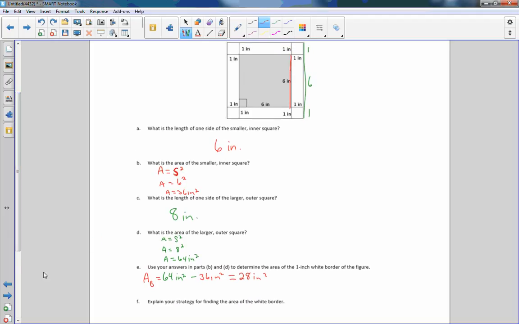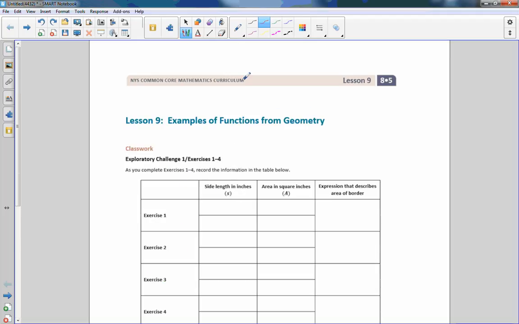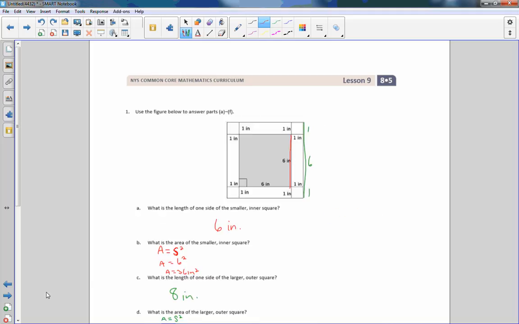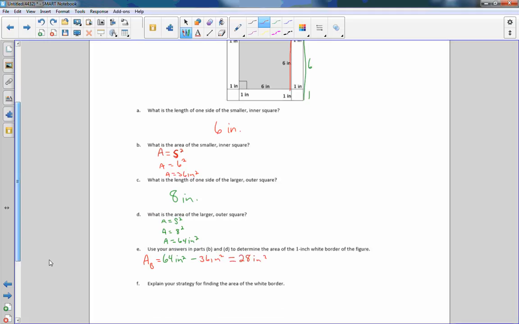Okay, so before I do that, I'm going to go back, and now we have a 6 inch and an 8 inch. So we're going to fill in this table here. So exercise 1, side length in inches, the inside square was 6, the outside was 8. 6 squared was 36, 8 squared was 64, and the expression to describe the area of the border was 64 minus 36. That is what we just did. Okay, so that's what we're doing in that table in the beginning. So 64 minus 36 will give us the answer.